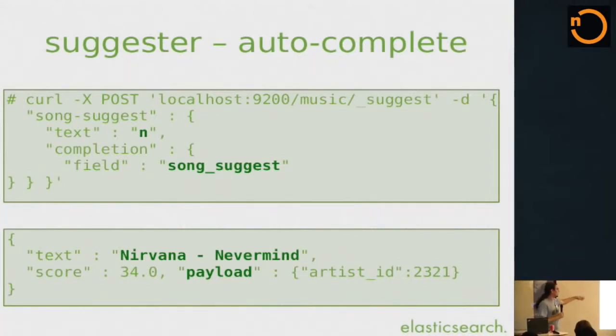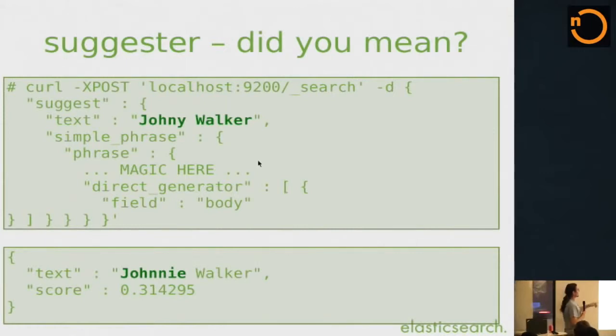So autocomplete, you can define a suggester, then you just do partial matching, and note that you can add some payload to all the things that you want to potentially autocomplete. We're running out of time, so: did you mean? Some people don't know that whiskey is actually spelled differently, so we have a phrase suggester that's context aware and can give you spelling suggestions based on the context from your own data.